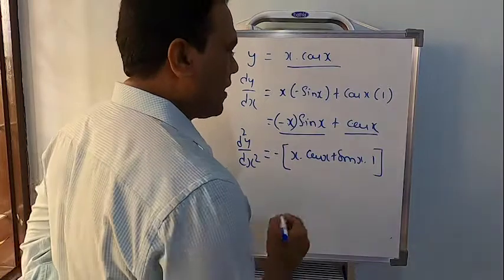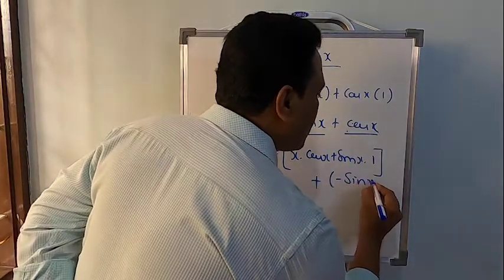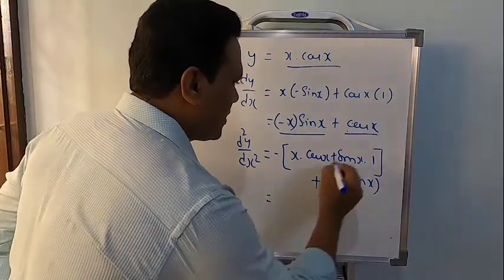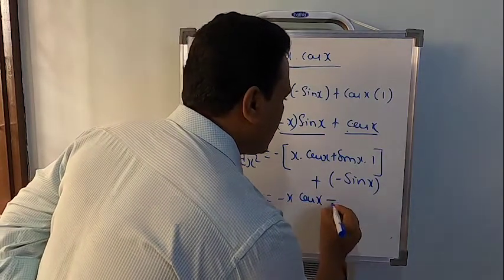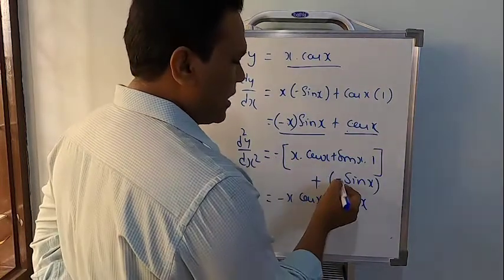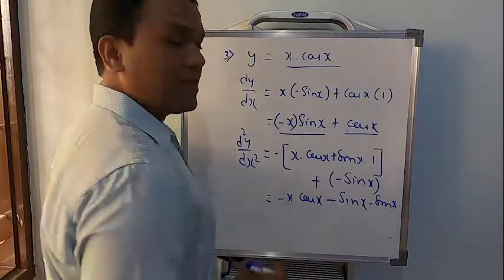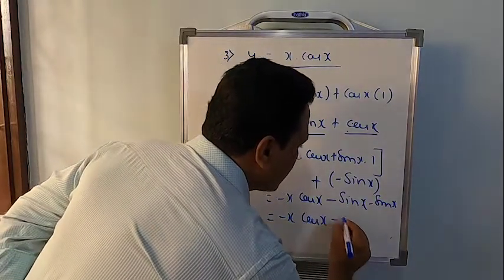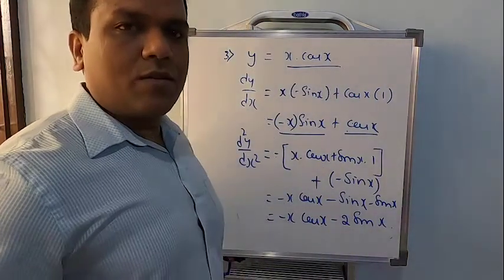So the last term we have plus differentiation of cos x. Differentiation of cos x will be minus sin x. Let's go for simplification of this. I will multiply the minus sign. So minus x multiplied by cos x minus sin x. This minus is multiplied to both, and we have minus sin x here. So minus sin x we can add up. So this can be written as minus x cos x minus 2 sin x. So that's how it should be done.